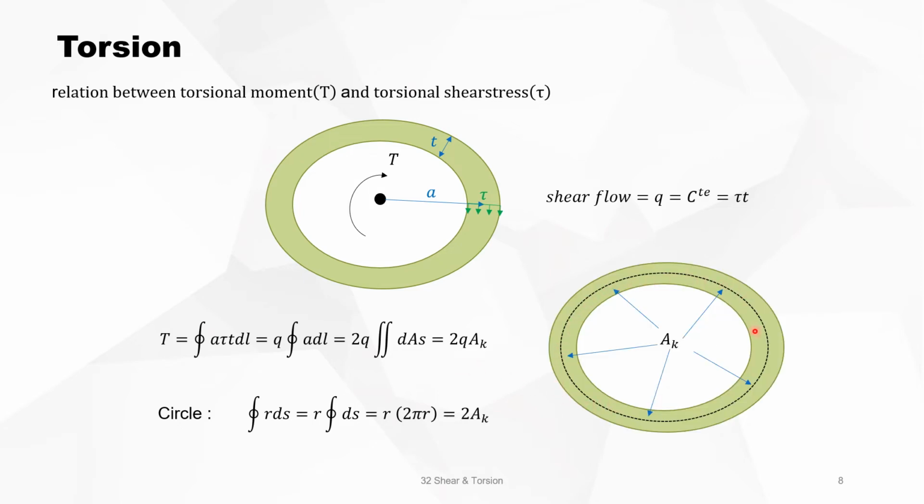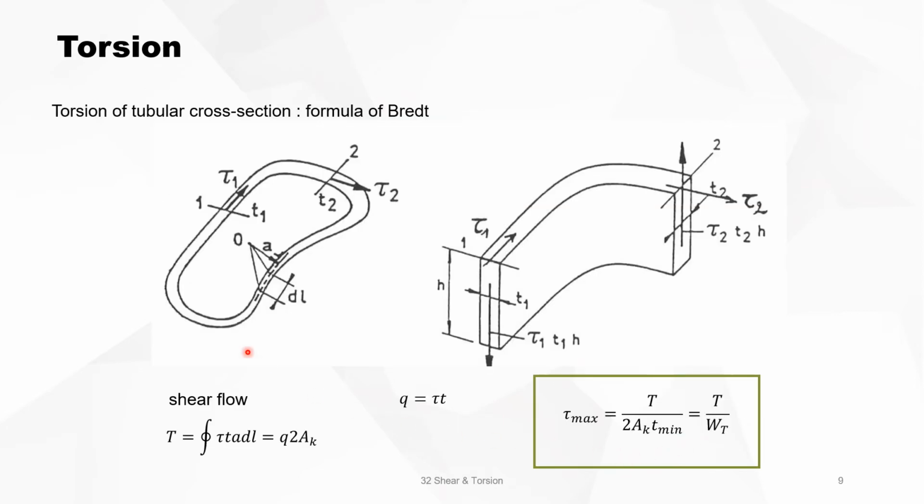AK is defined as the area between the dotted lines, and the dotted line is the midline. For torsion of tubular cross sections, we use the formula of Bredt. Now we will understand this formula. We know that the shear flow q is tau times t, and that T was equal to q times 2 times AK. If you combine those two, and you solve it for tau, the torsional stress, tau max is then equal to T divided by WT.